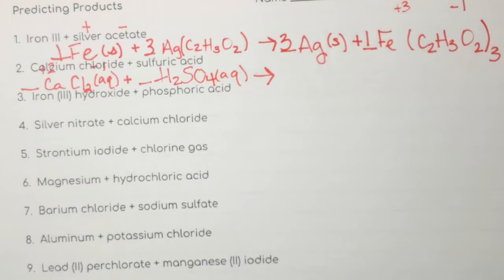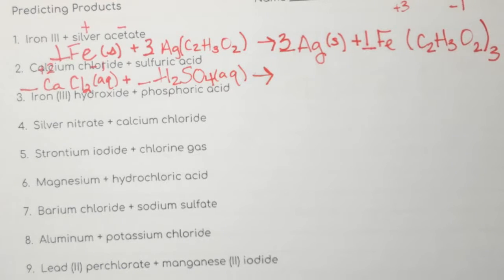Alright, so now it's time to predict products. What type of reaction is this? This is a double replacement. So with double replacements, we do not worry about the activity series. Double replacement is going to follow through no matter what, and it's because we're switching ions. I like to switch anions because I know I can keep my polyatomic ions under control.